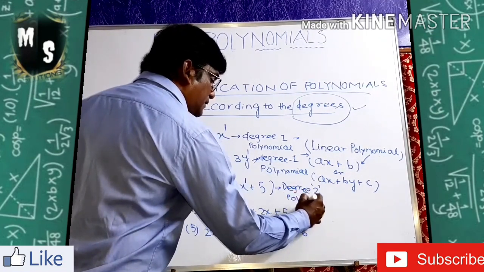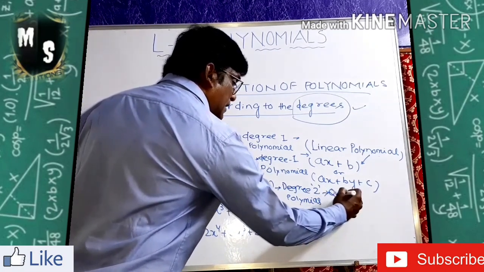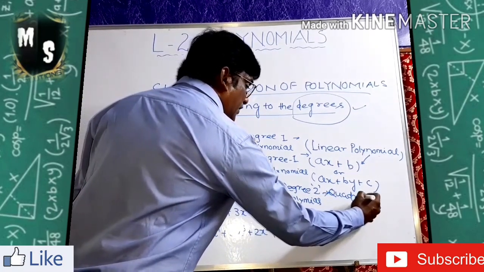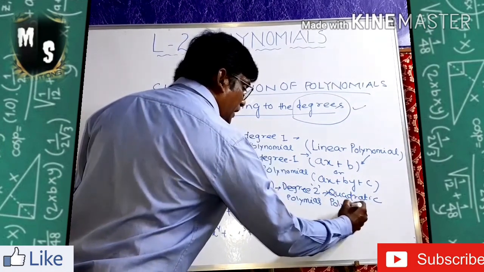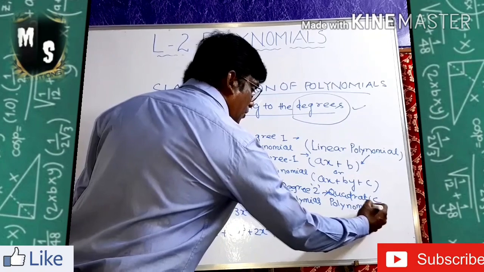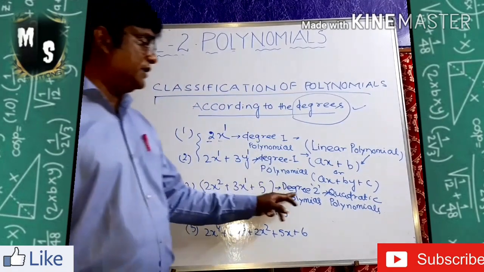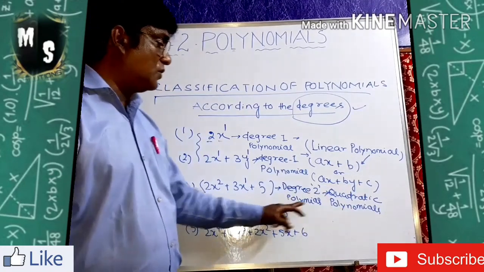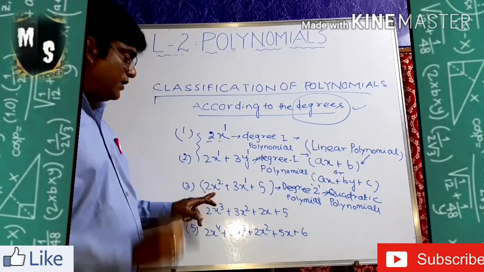Degree 2 polynomials can be called quadratic polynomials. I hope you understood it. So the highest power is 2. Degree 2 polynomials are called quadratic polynomials and exist in one variable only.